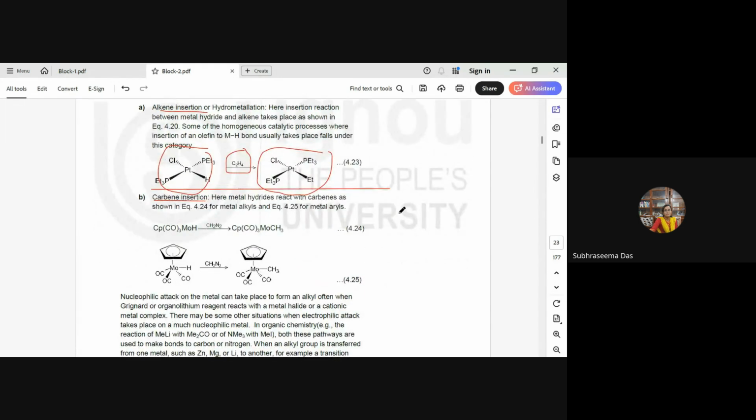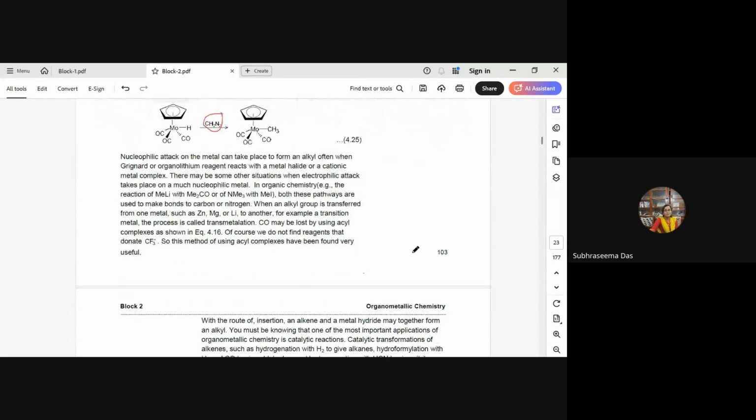Then the carbene insertion means that the metal hydrides react with carbene. Here, as you can see, it is CH2N2, and then they form the metal alkyls. So the nucleophilic attack on the metal can take place to form an alkyl, where we often take a Grignard or an organolithium reagent.